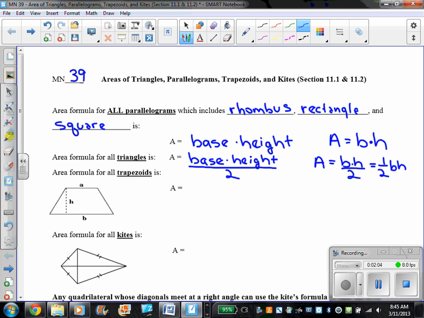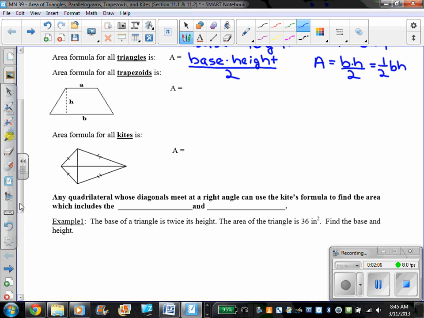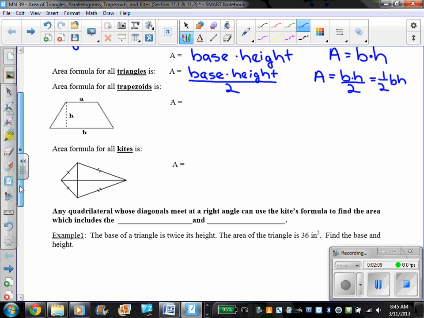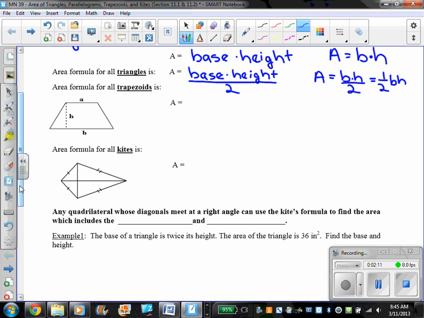Area formula for all trapezoids. And again, I am not delusional. I understand that you've already found the area of a trapezoid in previous math classes. But again, just to keep with our trend here, when you're dealing with parallelograms, it's base times height. Well, trapezoid is the same thing, but the problem is we have two bases. You see how you have this base B down here and you have this base A up here. So we need to find the average base and multiply it by the height.